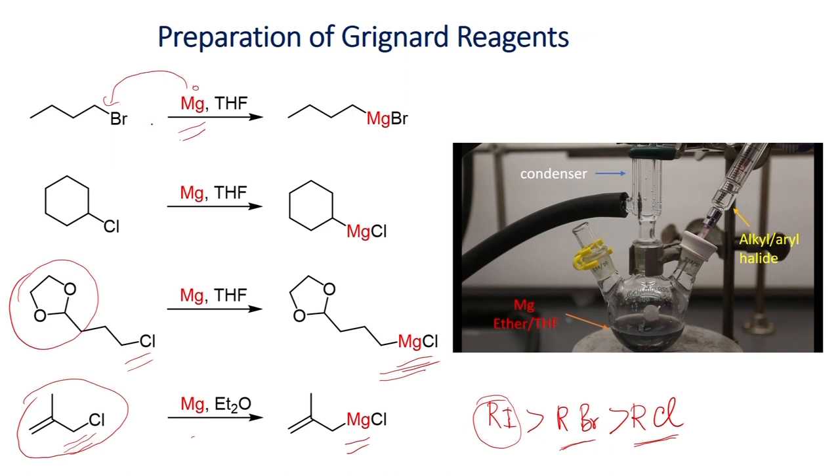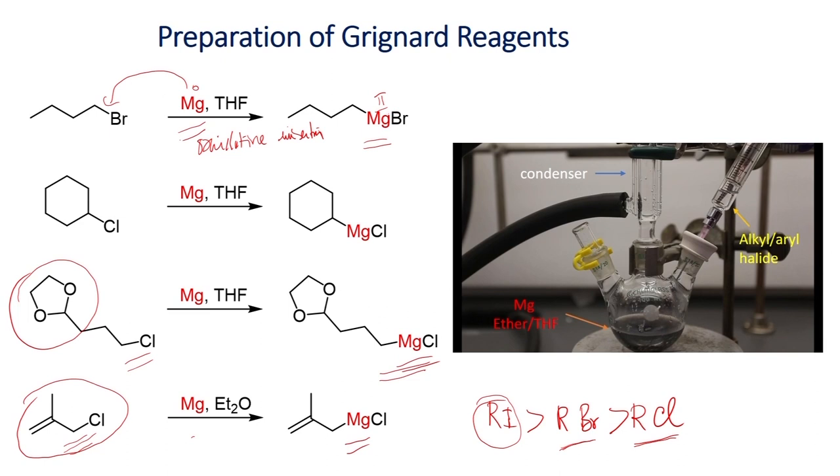you get the Grignard reagent. So, if you look at here, the oxidation state of this magnesium is 2. This means the reaction takes place via oxidative insertion. So, magnesium undergoes oxidative insertion with this alkyl halide to give this Grignard reagent. Here the oxidation state of the magnesium is 2.